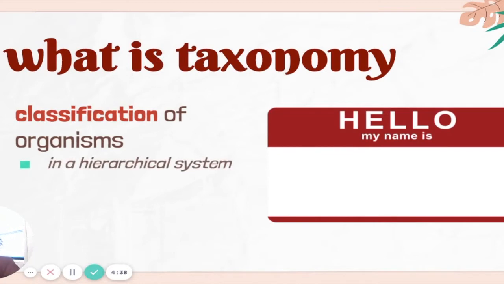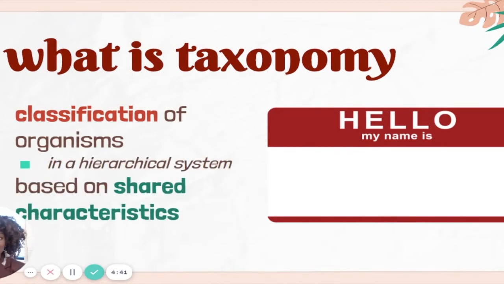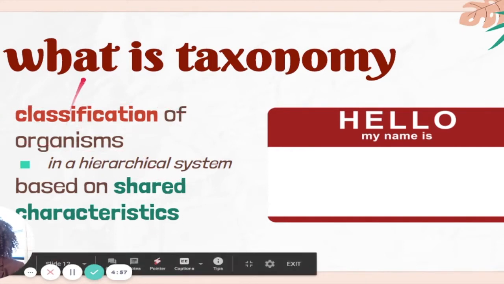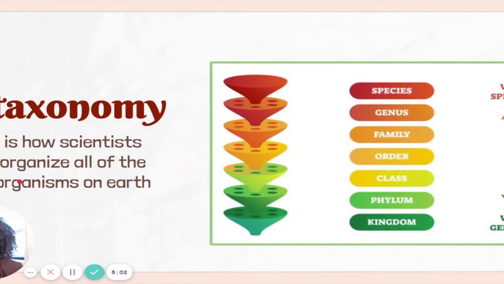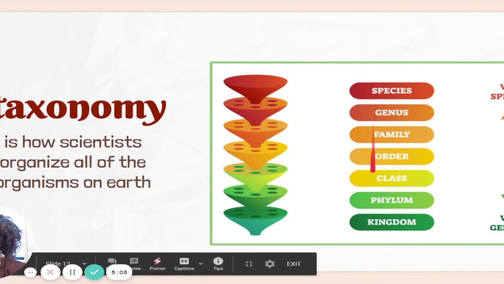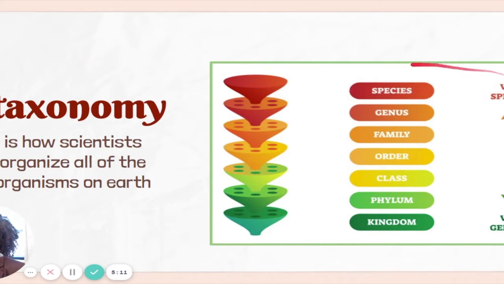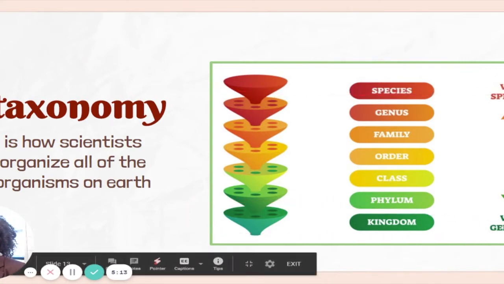So the study of taxonomy is, again, that classification of organisms in what's known as a hierarchical system. A hierarchical system just means that there's levels, right? There's levels to it. That's all that means. A hierarchy is levels. And again, we classify organisms based on their shared characteristics. So, what do they share? Taxonomy is how scientists organize all the organisms on Earth. So there are all these different levels. This is the hierarchy. And we go all the way from very specific at the species level to very general at the kingdom, or even there's another one called the domain.